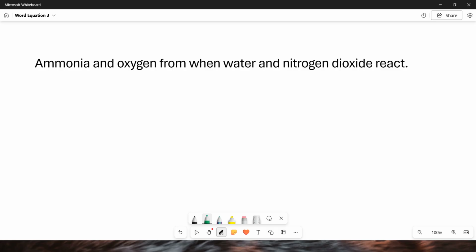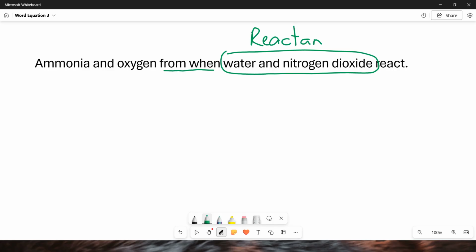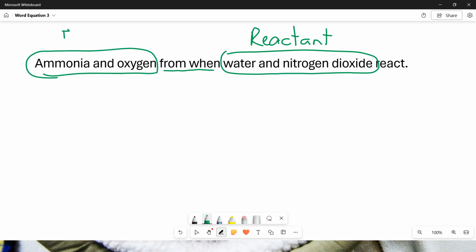The one that I have here on the screen is a little more difficult just because of the wording and the type of compounds that I have present. It reads, ammonia and oxygen form when water and nitrogen dioxide react. The way that this is written, this water and nitrogen dioxide are our reactants. They have to react first before our products form, and so that makes ammonia and oxygen our products.